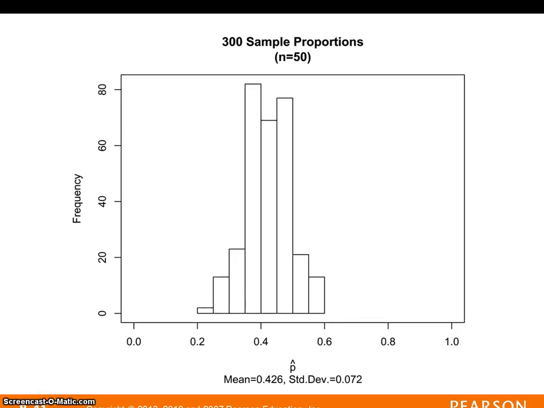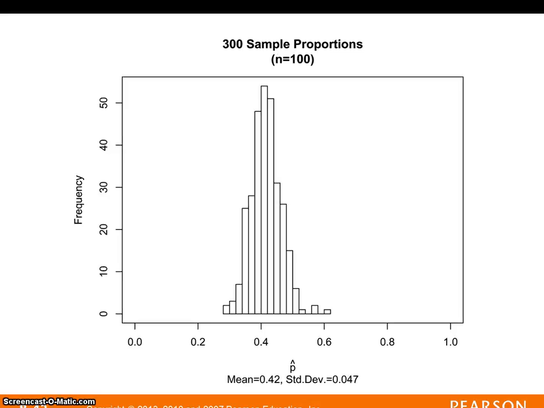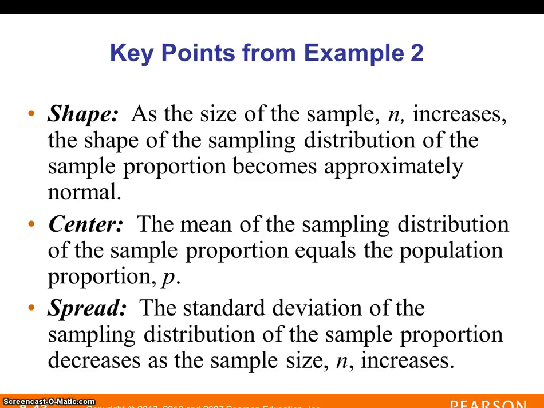I think you'll see, again, like we saw before, that as the sample size increases, the distribution becomes more and more normal, right? The center of the sampling distribution of the proportion equals the population proportion p, and the standard deviation of the sampling distribution of the sample proportion decreases, right? The spread decreases as the sample size n increases, because as we draw larger samples, it'll get closer and closer to the actual population proportion.